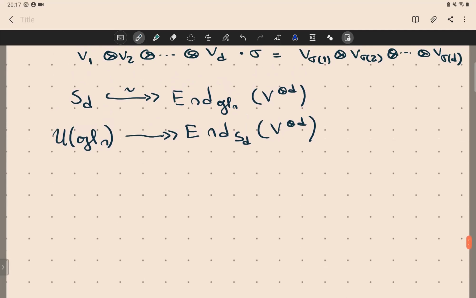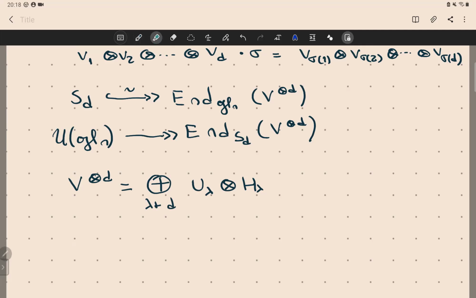It's just important that out of this, it follows that when you decompose V tensor D simultaneously as a left GLN module and a right SD module, then you get a decomposition. Of course, as an SD module, it has to decompose as a direct sum of H lambdas because SD is semi-simple. Now, it turns out that whatever comes up here is also indexed by lambdas.